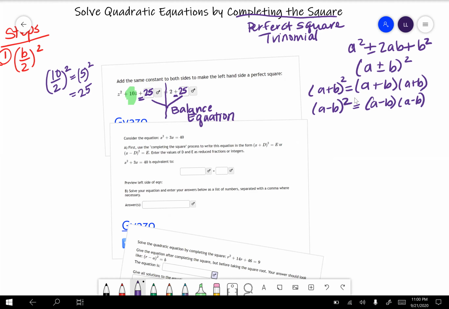So if the question only asks you what do you need to add to both sides, we've done our job. We took half of b, squared it, and we added it to both sides. So we're finished with that one. That's the first step.